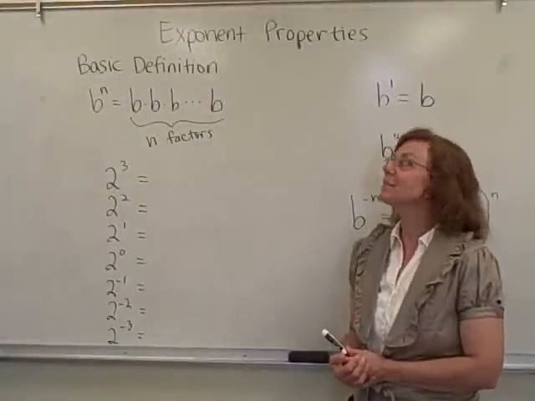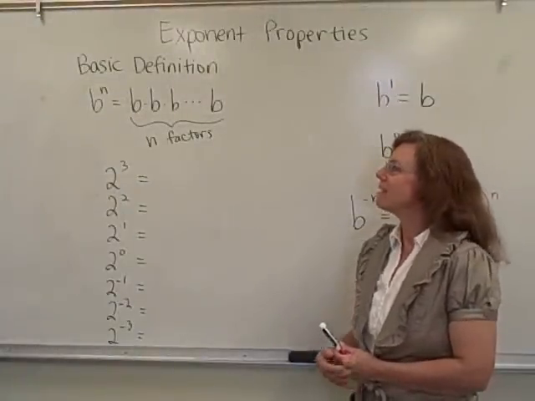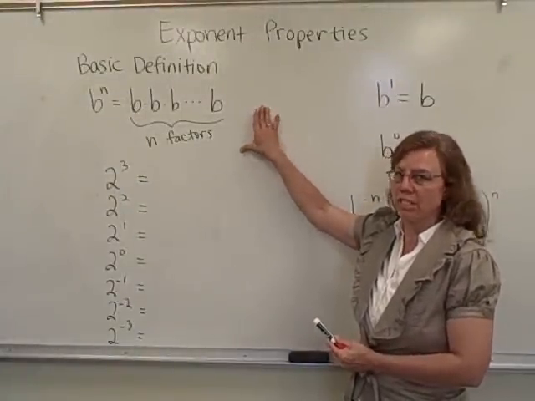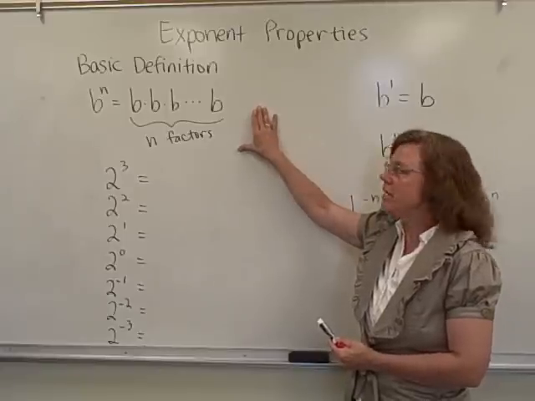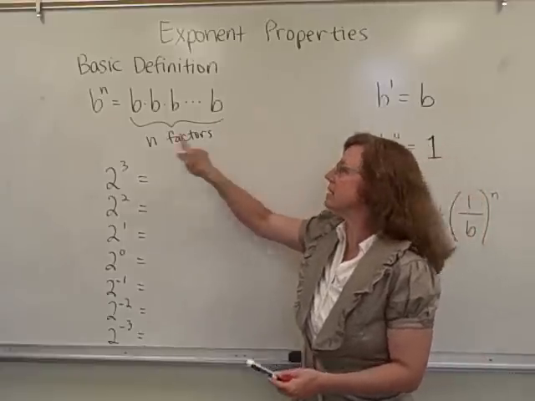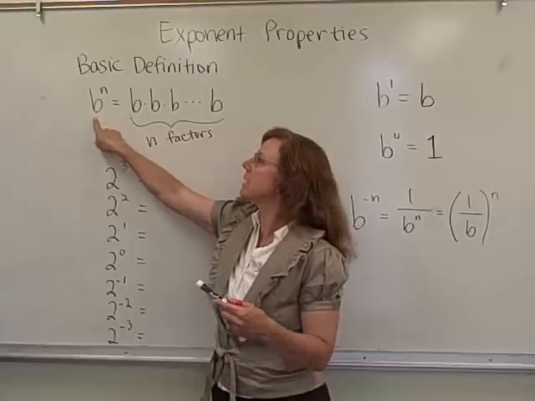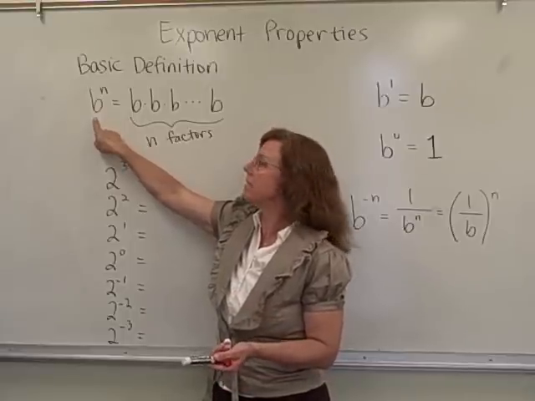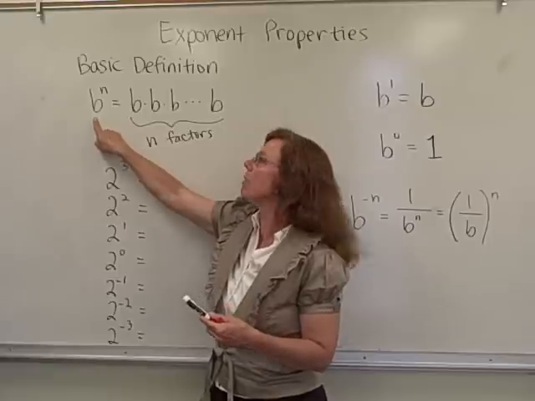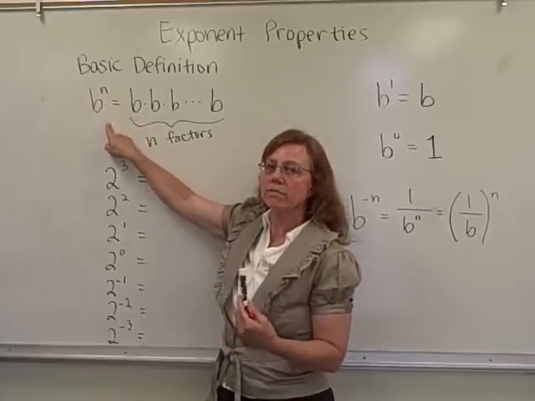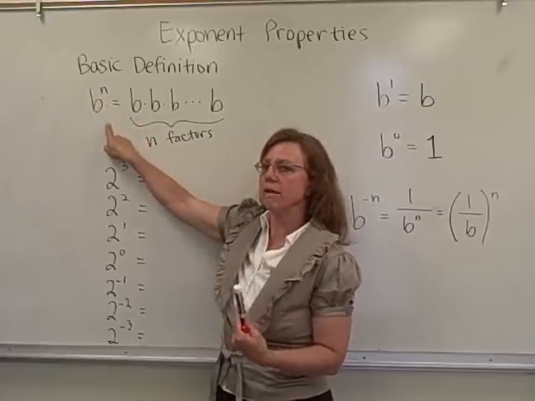I'm going to review exponent properties with you today. So I'm going to start with just the basic definition of an exponent when the base is b, and it could be any number except 0 or 1, and it's usually a positive number. And n, the exponent, for now we're going to think of it as a natural number, a counting number.